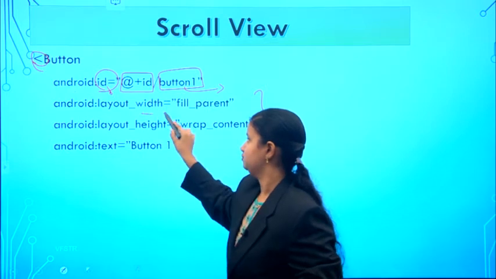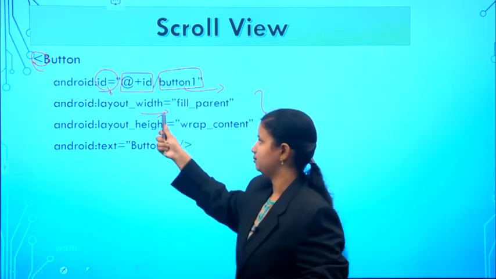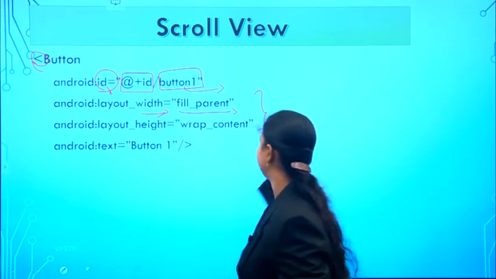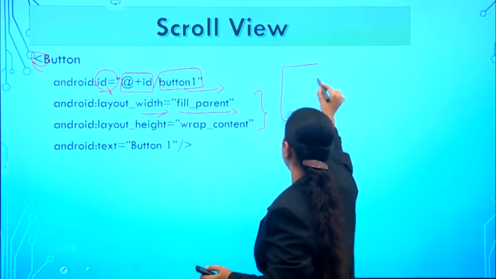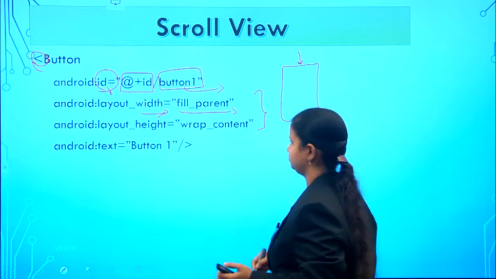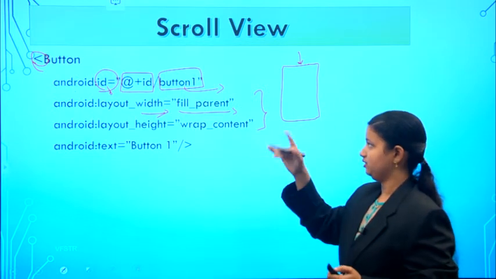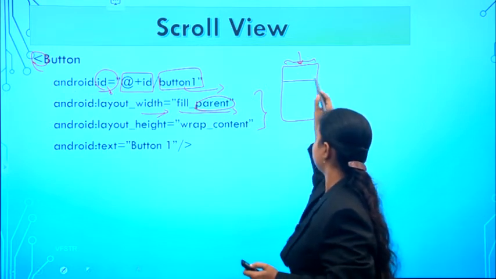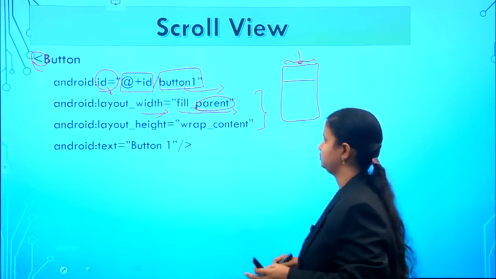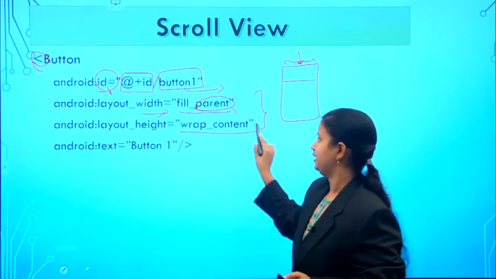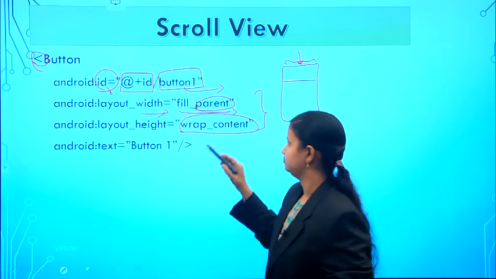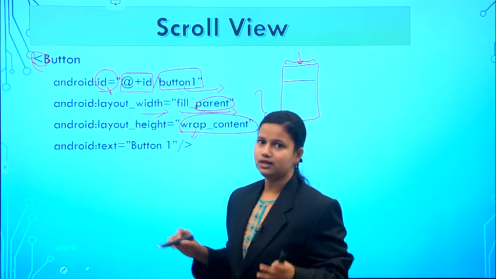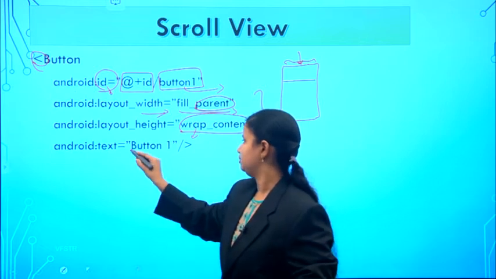So what is the layout width? The width of the button is decided by this layout width. Whenever you see fill parent, that means the width is allocated to your user interface width. This is your activity space. The width of the button will be allocated to the parent, so whatever width is available, that much width of the button is created. And the height is wrap content. Wrap content means whatever content is provided in that button, that much height is allocated.